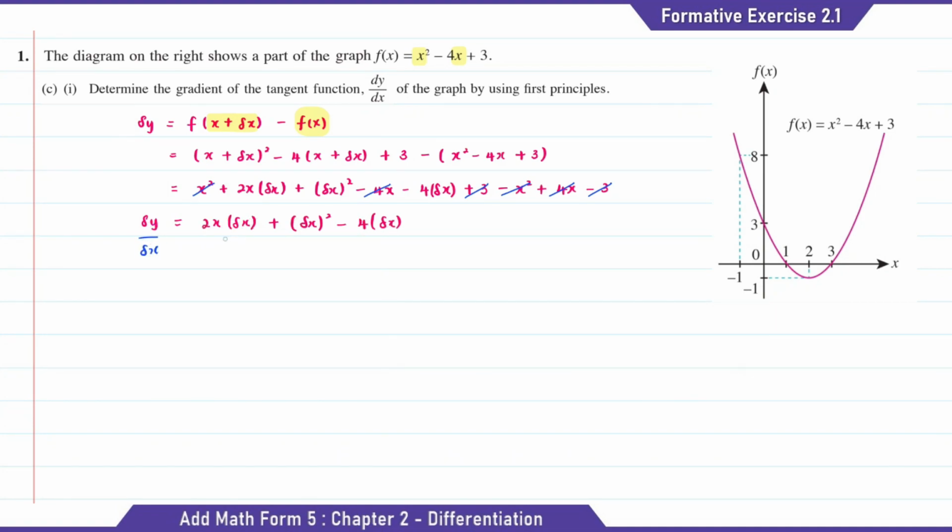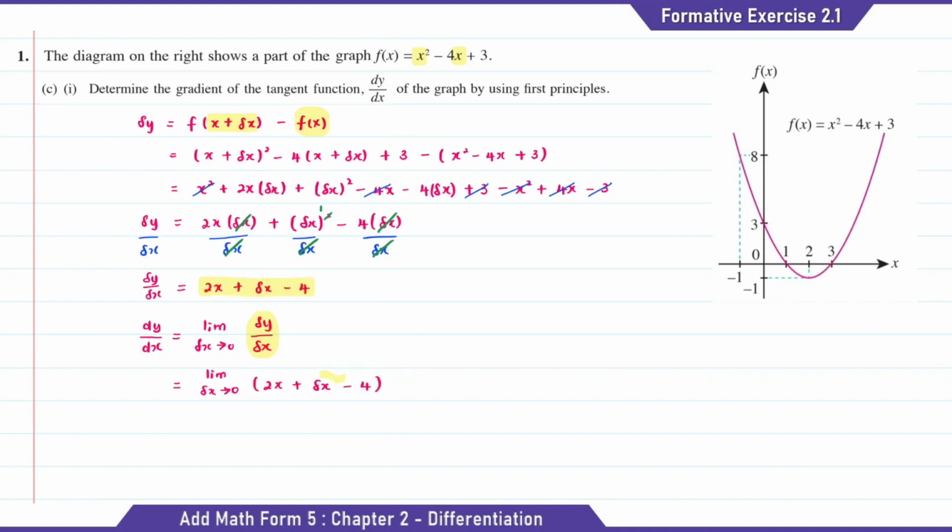Next, we're going to divide both sides by delta x. So the delta x here will be cancelled. This one is just left with 1 and this one will be cancelled. This is equal to 2x plus delta x minus 4. To find the dy dx, we're going to substitute the delta y over delta x here with this. As delta x approaches 0, then we're going to substitute the delta x here with 0. Then dy dx is equal to 2x minus 4.